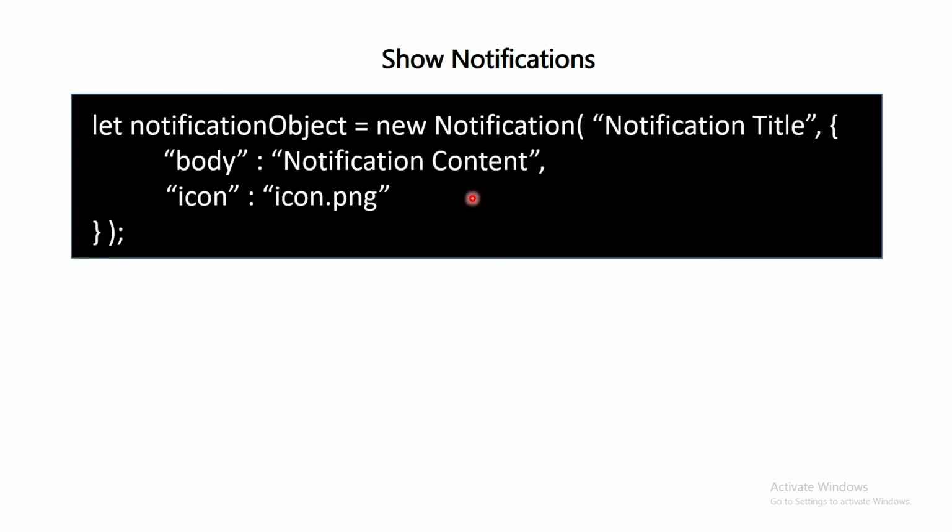Now, how to show the notification? For that we have to use the Notification class provided by JavaScript. This is how the Notification class looks. We have to create an object of the Notification class. The first parameter is the notification title, which will be displayed, and we also have other optional parameters. If you want to show the notification content, you can show it here. If you want to show an icon, which is optional, you can pass the URL for the icon. There are also many other parameters which you can pass within this object.